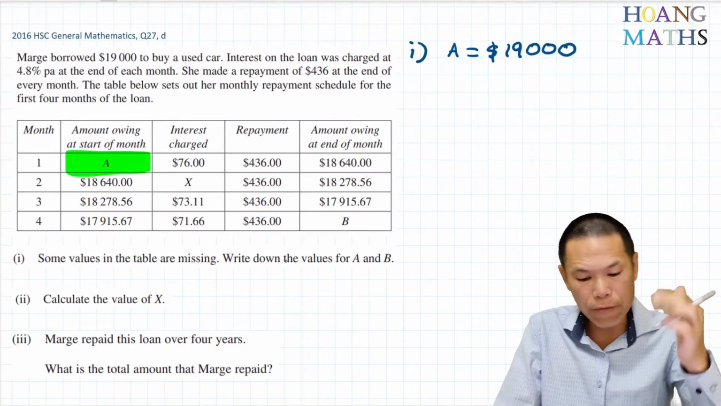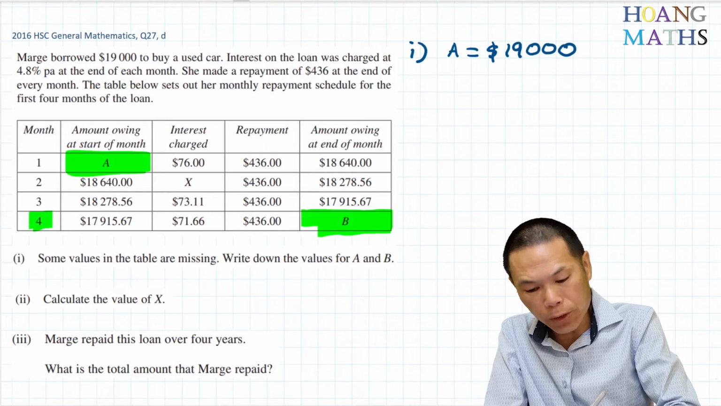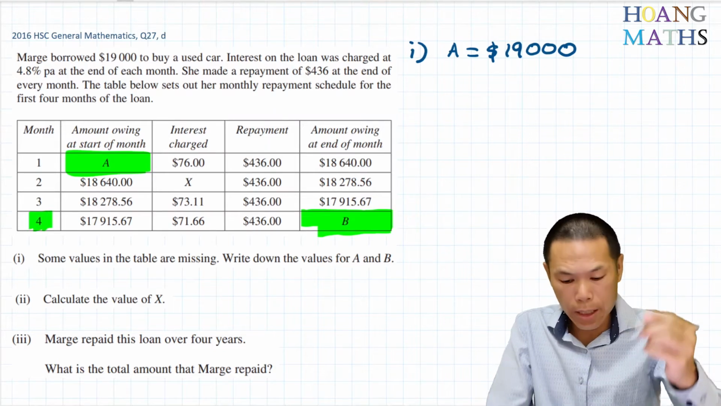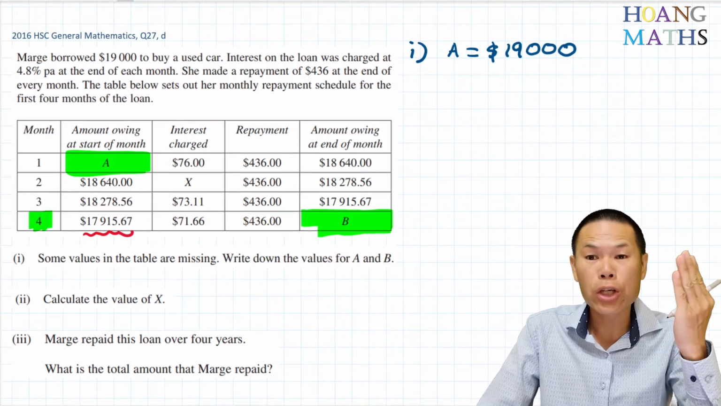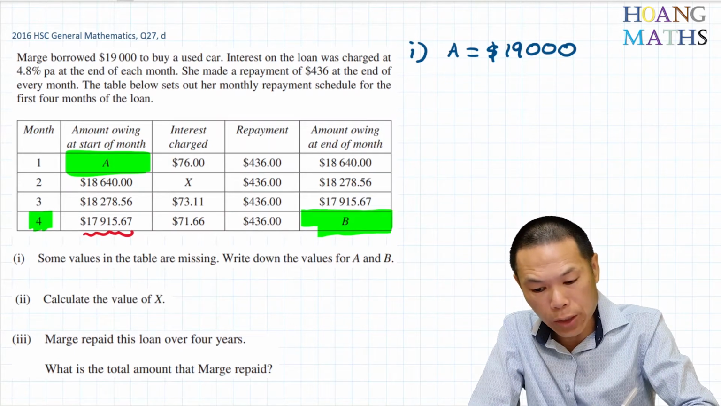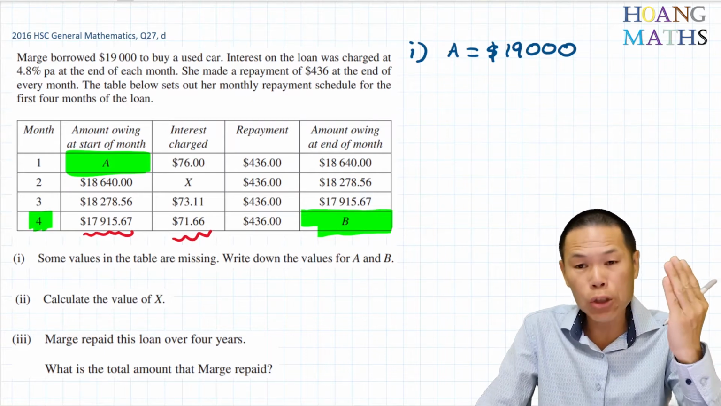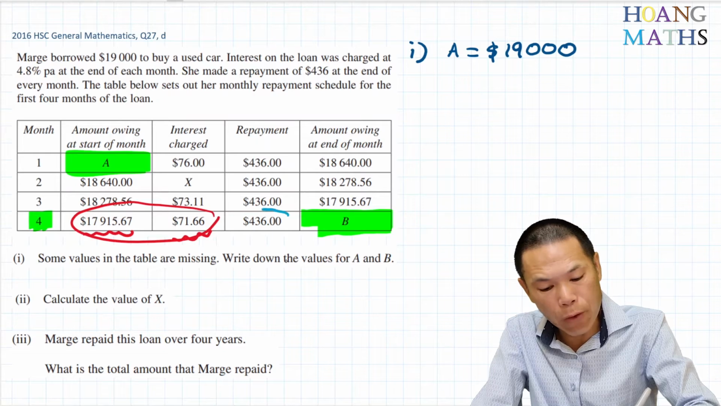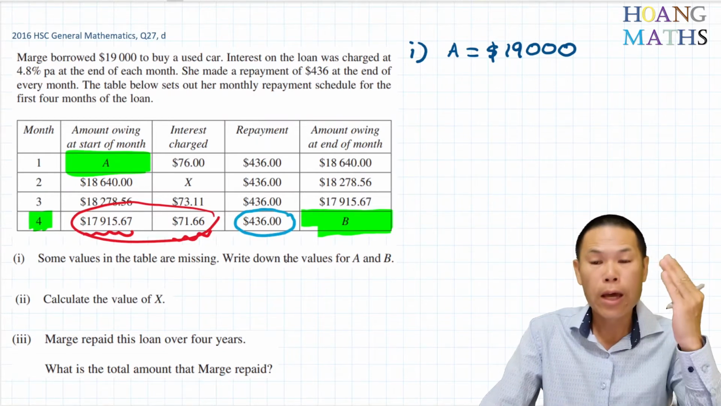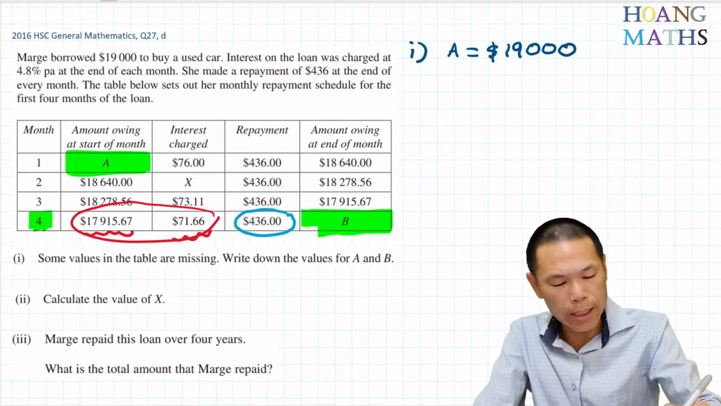And to find out the value of B, and B is the amount of balance at the end of the 4th month. So to work out B, at the beginning of the 4th month, she owed this much. Then she has to pay the interest of $71.66. That's how much she owed if we add them together. But then she paid back $436 at the end of the month. So we less that. That will give us the value of B, okay?